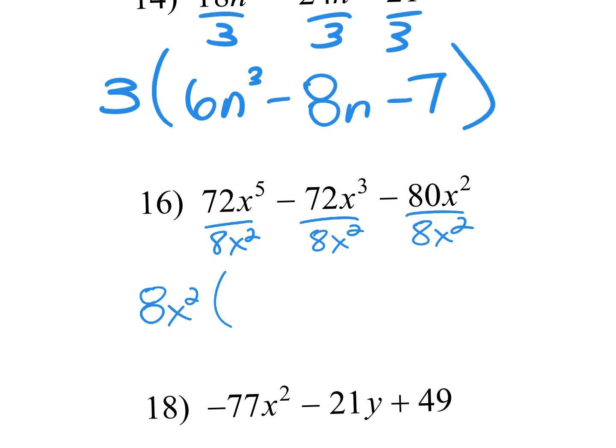72 divided by 8 is 9. X to the 5th divided by x squared, that's 5 minus 2 leaves me x to the 3rd. Negative 72 divided by 8 is going to give me negative 9. 3 minus 2 is just x. And then I have negative 80 divided by 8 is 10. And my x squareds cancel. So there we go. Good job.